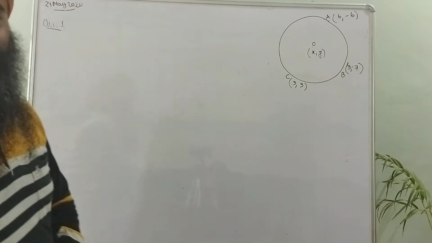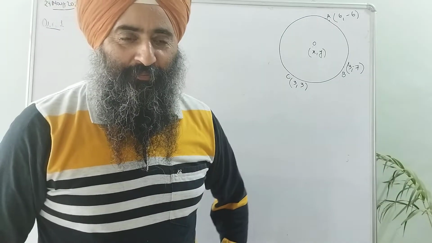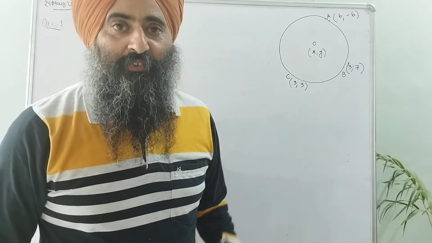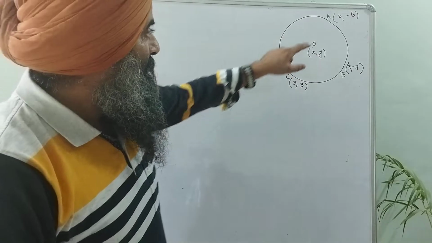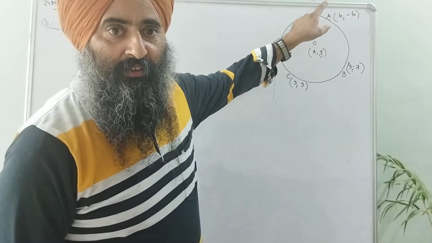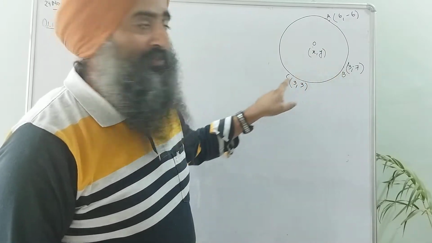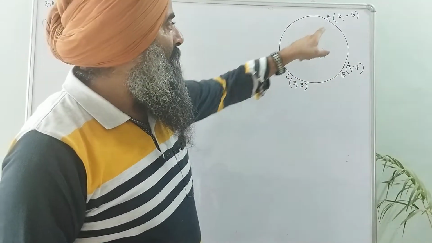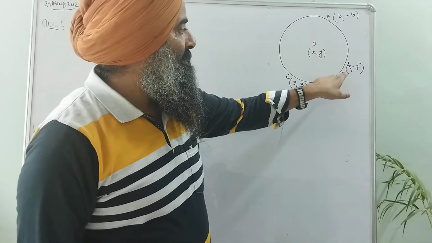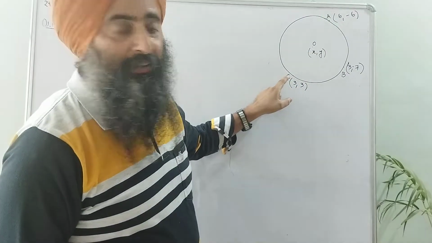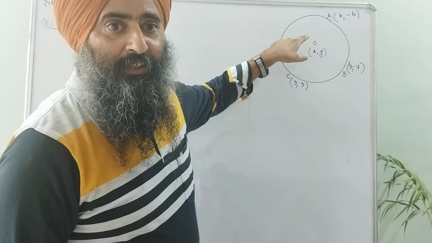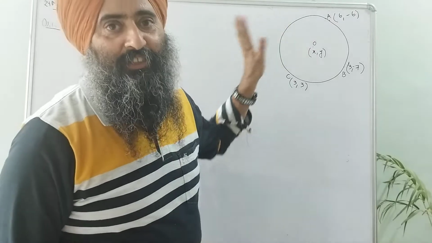Yes, students. So, in today's lecture, we will do an interesting sum. This is a circle. 3 points on the circumference of the circle are given: one point is (6, -6), the second, C, and a third point. We want to find out the coordinates of the center of the circle.